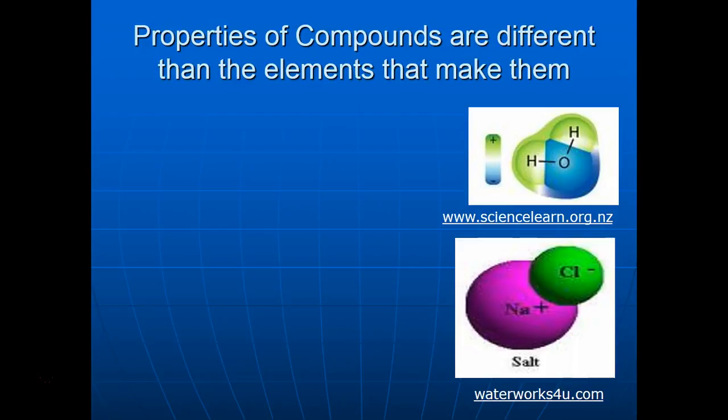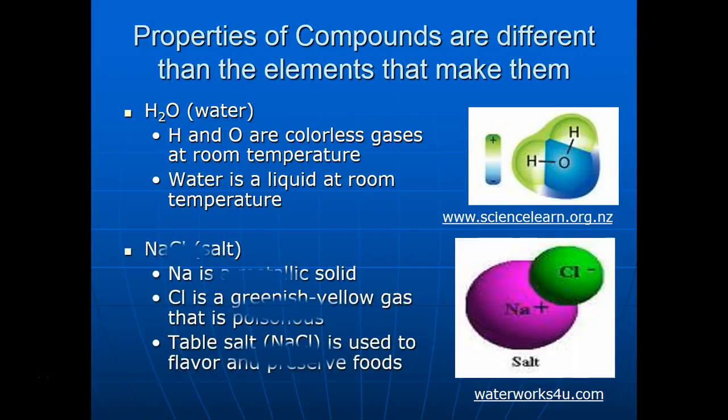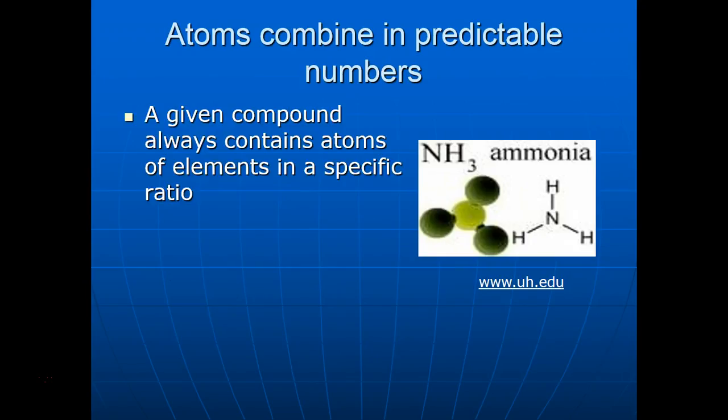Properties of compounds are different than the elements that make them. For example, water, H2O. Hydrogen and oxygen are both colorless gases at room temperature, but water is a liquid at room temperature. Another example we know of is salt, NaCl. Sodium is a metallic solid, it's actually silver in color, and chlorine is a greenish-yellow poisonous gas. But when these two combine through chemical bonding, they form table salt, which we use in everyday food to flavor and to preserve it.